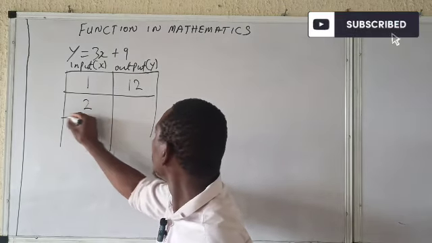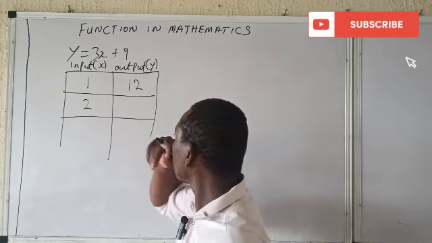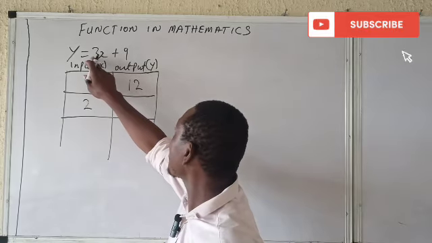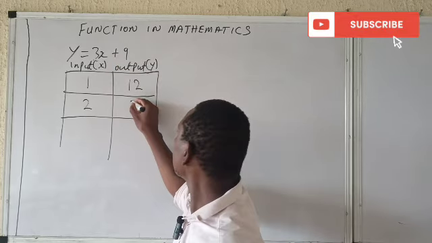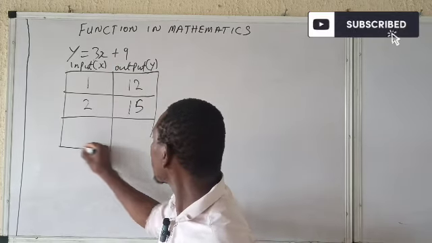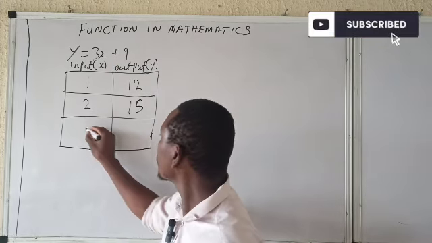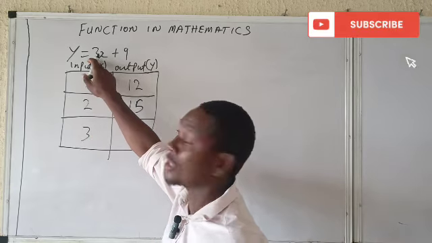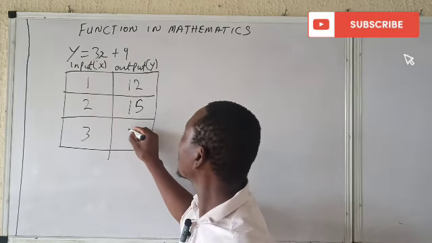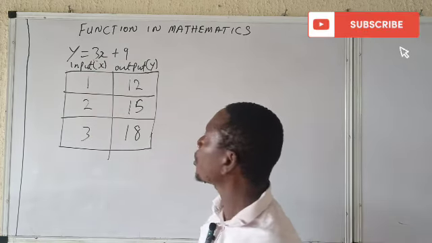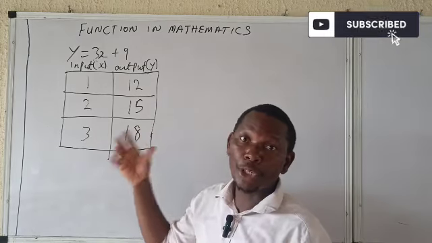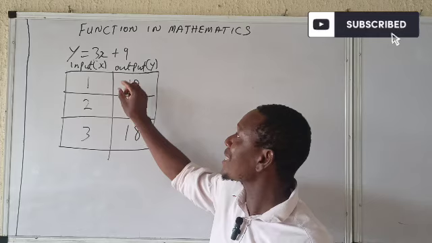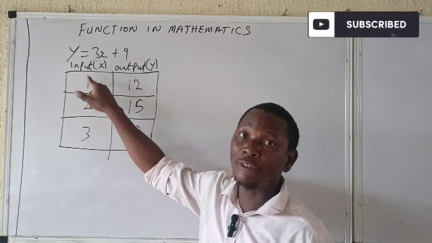For 2 as input, what will I have as output? 2 times 3 is 6, 6 plus 9 is 15. 15. So if I do the third one, which is 3, 3 times 3 is 9, plus 9 is what? 18. So we realize that a function is a relationship or a rule that, if you assign a particular input, you have a particular output.